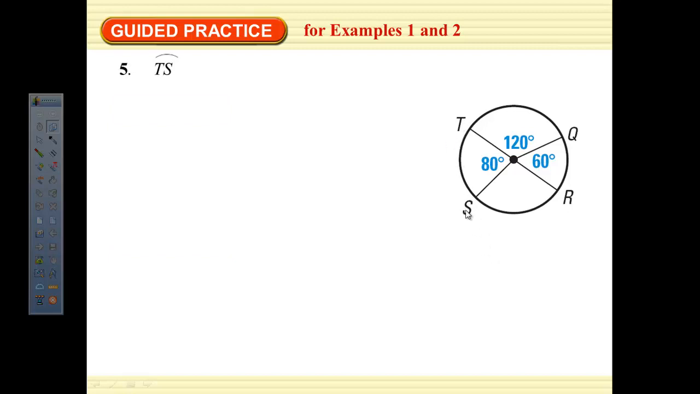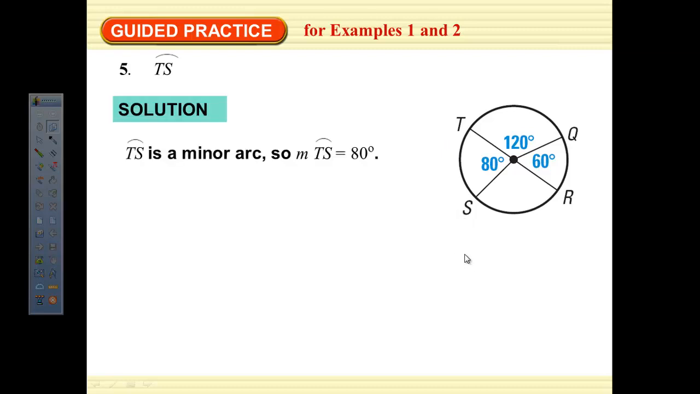TS is a minor arc, and that is 80 degrees. And RST, again, we knew that these two equaled 180, so those two equal 180 as well. This is a semicircle, and the measure is 180.